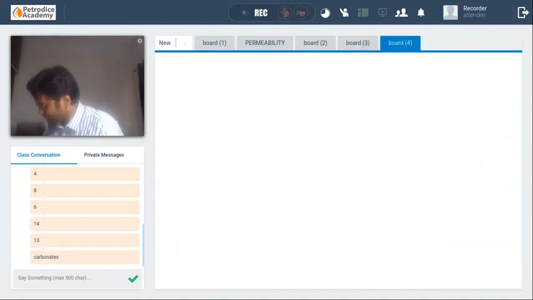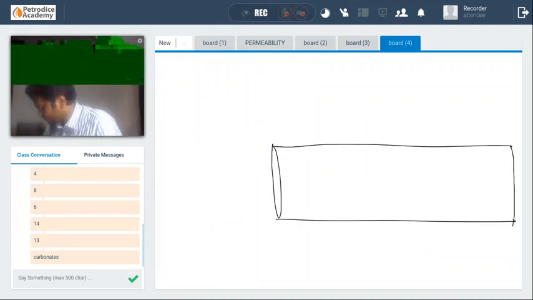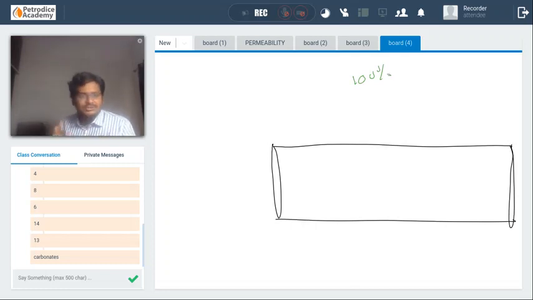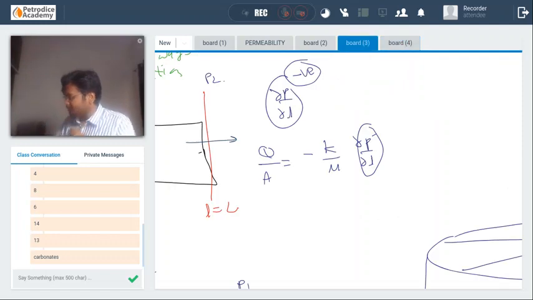Okay, let me explain this very carefully. Consider this is the core sample, guys. The fluid that we are using must be 100% saturated with the formation. That means no pore space must be left out. It must be 100% saturated with the same fluid. Okay, second one, this particular 100% saturated.